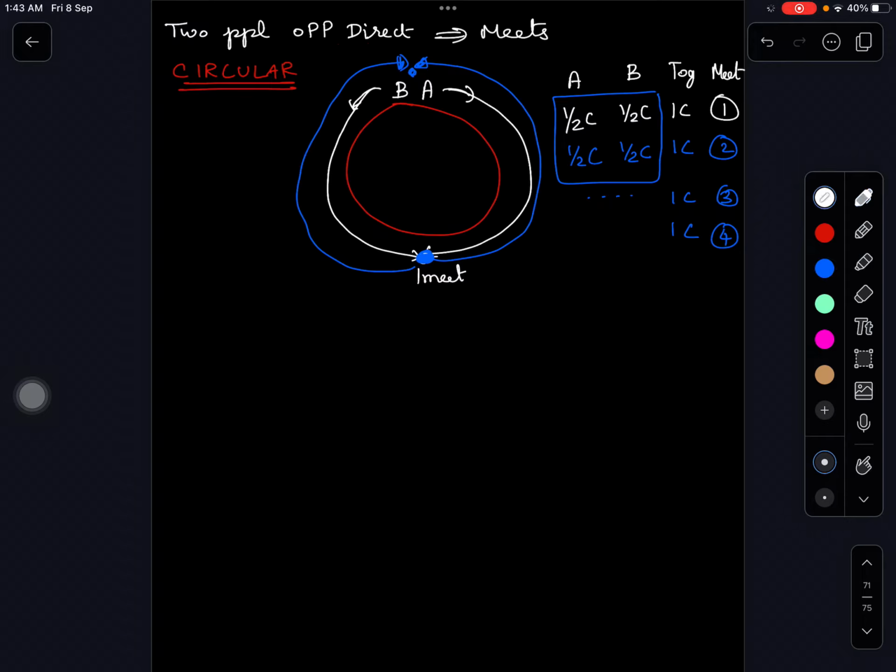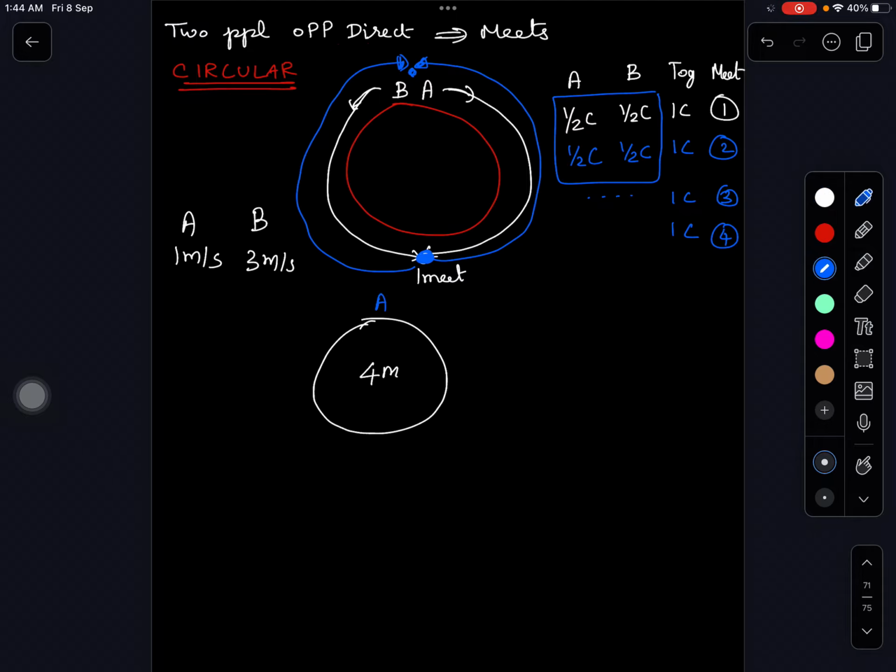Let's look at a second scenario where A and B are traveling at different speeds. Let's say A is traveling at 1 meter per second and B is traveling at 3 meters per second. Let's see what's happening here. And for simplicity, let's assume that the circumference of the track is 4 meters. It doesn't have to be, but for simplicity, let's assume it's 4 meters.